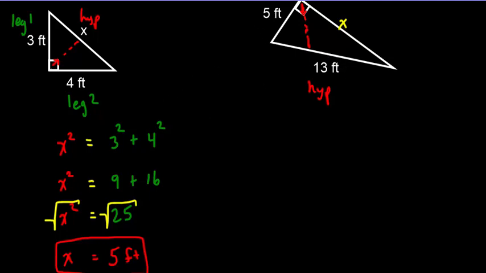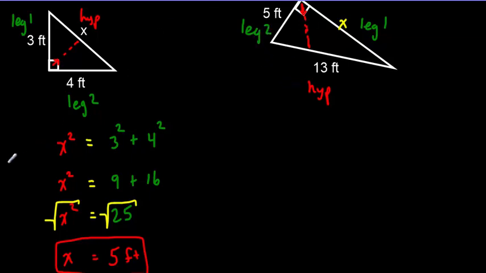Okay, so let's label everything again. There's a hypotenuse, 13, and these are my legs. Leg 1 and leg 2 doesn't matter. Let's call this one leg 1 and this one leg 2. It really doesn't matter though.